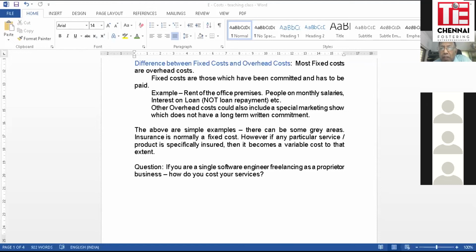So the definition of fixed cost is basically what the first bullet says. Costs which have been committed to spend and cannot be changed in the short while. Never mind my English on this. Which means I can't suddenly stop paying rent or interest. These are fixed costs. What are then variable costs?